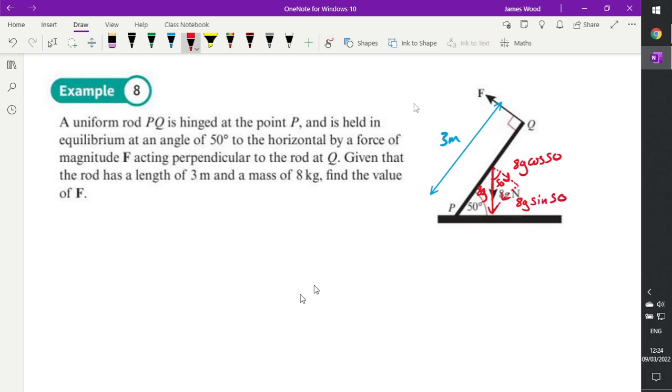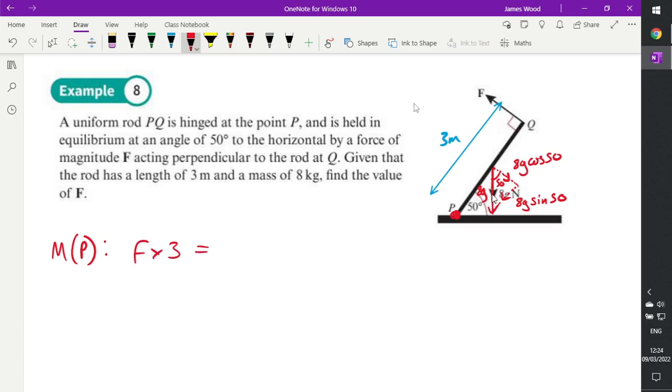Now, to actually find out what F is, because it's in equilibrium, if we take moments about point P, then the moments should be equal. So it's not rotating overall. So if we take moments about the point P, so about this point here, now remember, it's the perpendicular force times the distance. So F is easy, because that's already perpendicular, so it's just F times 3, force times distance.